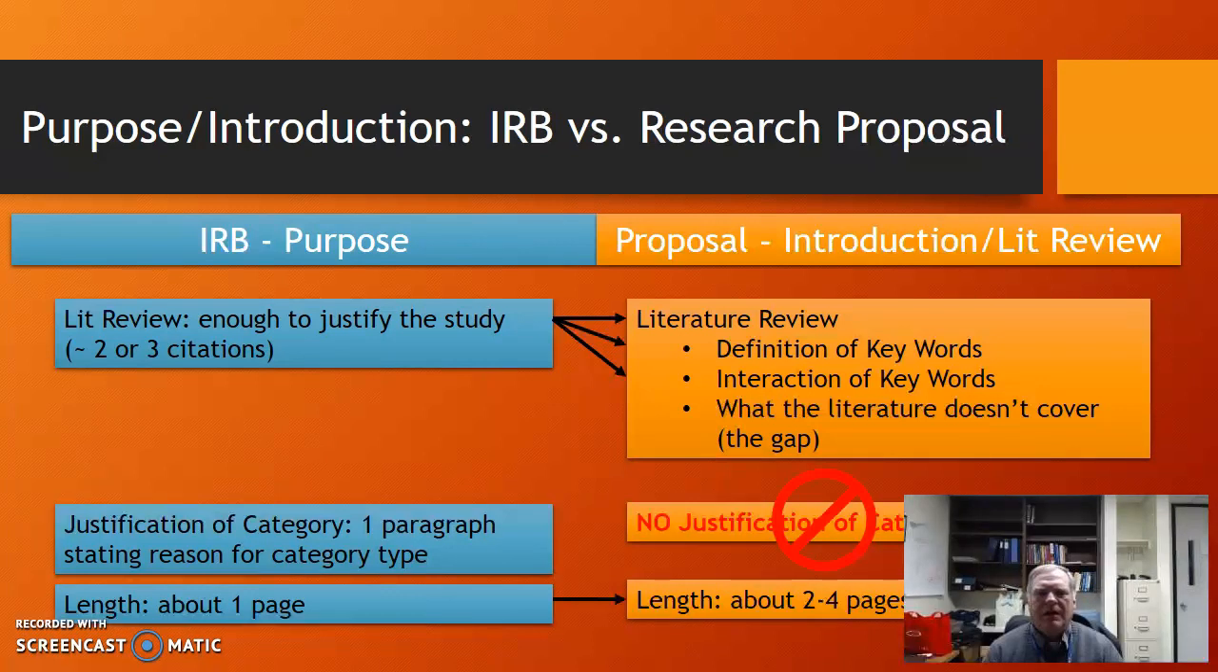In the IRB, there's a justification of categories. So you have to decide, or you have to apply for whether or not your research is going to be exempt or expedited or full board, and you have to state the reason for that. There is no justification section in a proposal. The length of the whole purpose statement should be about 1 page or less, and the length for a proposal should be around 2 to 4 pages, including the literature review.